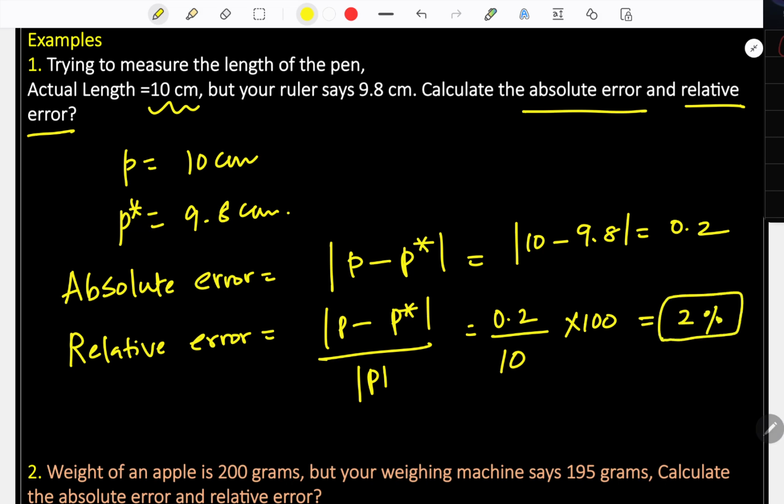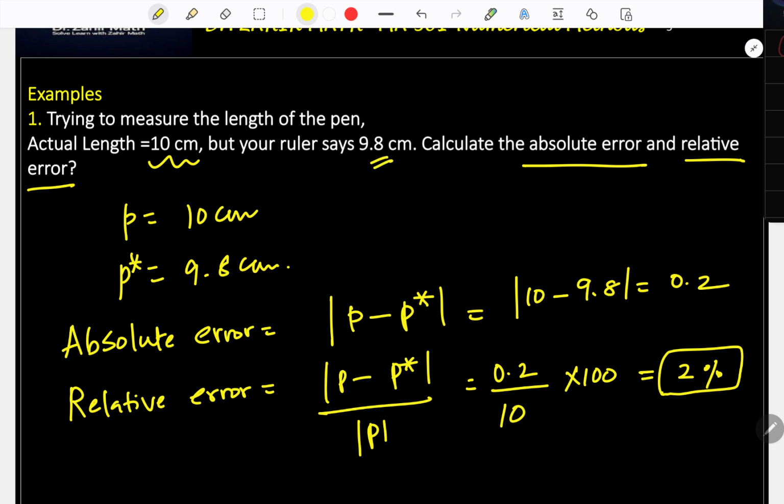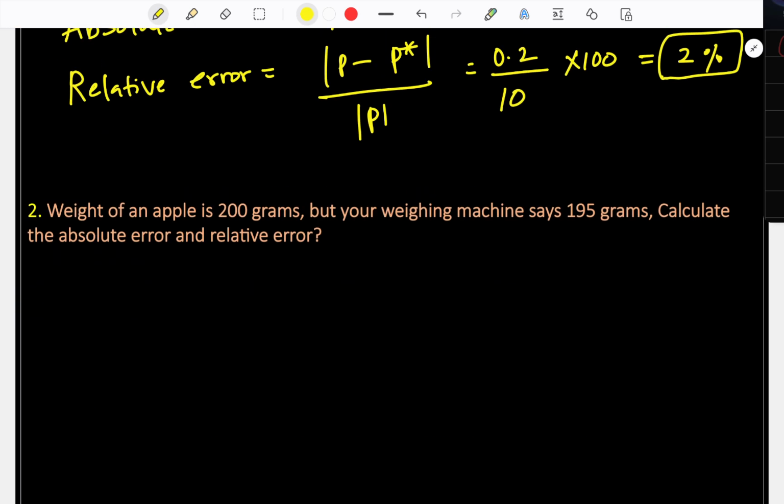So see, you can guess from here itself, 0.2. There is a small difference, which is a 2 percentage difference. That's called relative error. That's clear. Let me do one more example. Same, which is an apple. Weight of an apple is 200 grams.